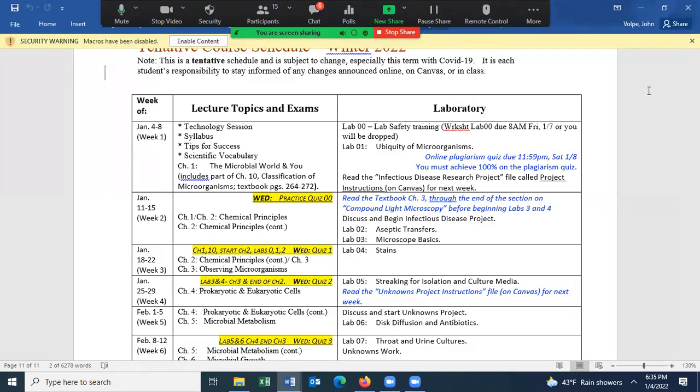I will allow a student to add if they request it within the first week. But after the first week, I don't allow students to add because you've missed too much. You've already missed the first week, which is 1/10 of the class this term. Any questions about any of that? On Thursday, we'll be having Lab 01, Ubiquity of Microorganisms. Any questions about any of that?